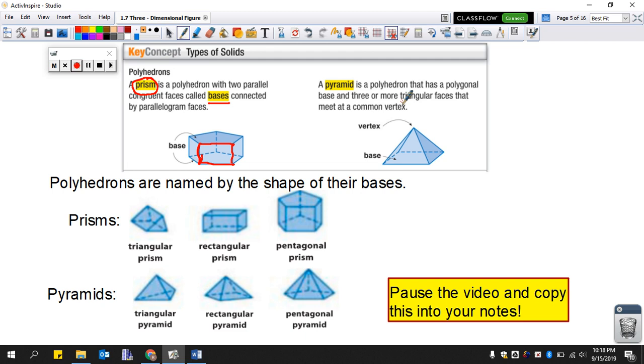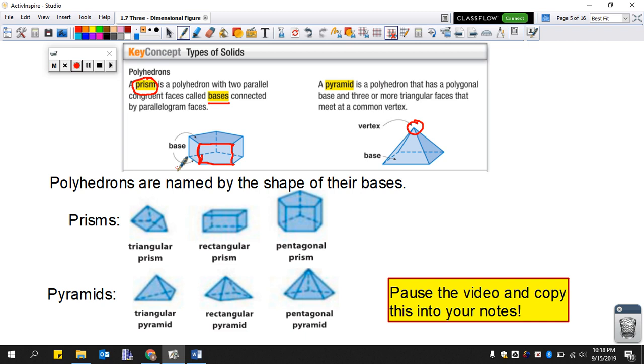A pyramid is a polyhedron that has a polygon base and then three or more triangular faces that meet all the way up here at the top. That's called a vertex. And depending on the shape of the base depends on how many triangular faces that you have. If you have a triangular base, then you're going to have three triangular faces. If you have four, like in this case, you're going to have four triangular faces. If you have a pentagon for a base, you would have five.